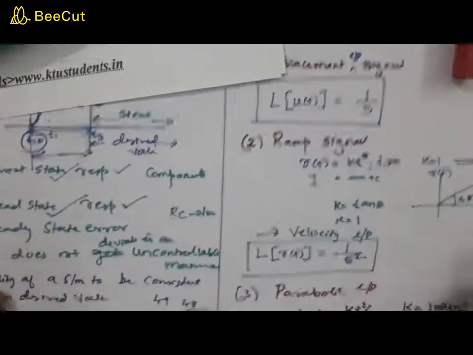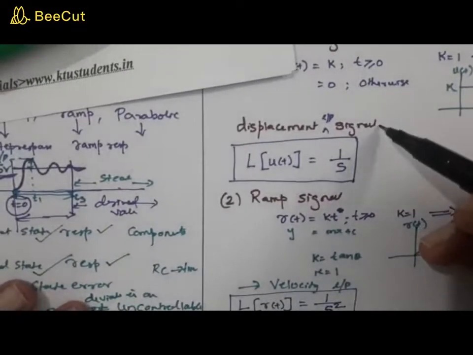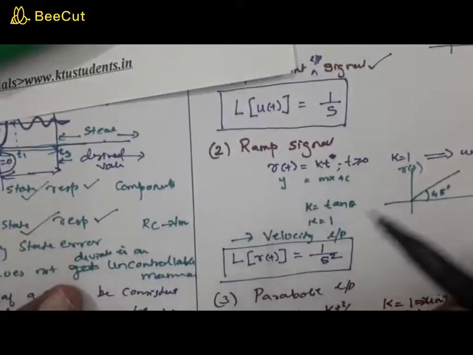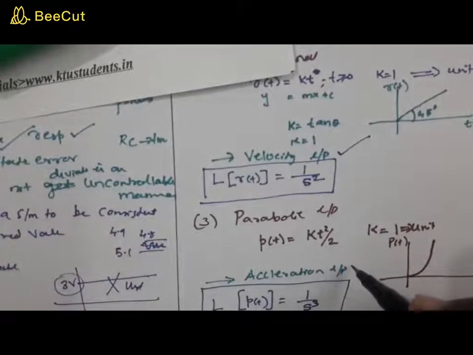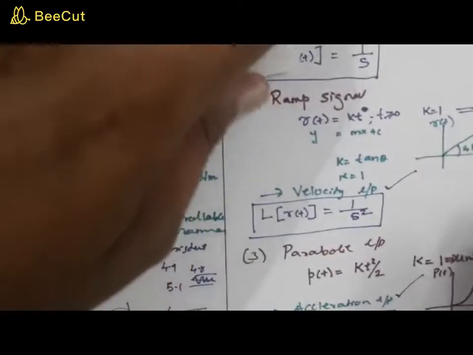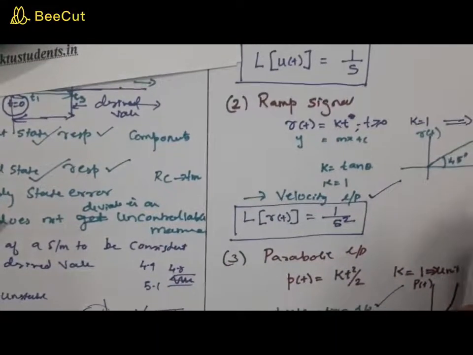So look at this. The unit step signal is usually called a displacement input signal. The ramp signal is called a velocity input signal, while the parabolic input signal is called an acceleration input signal. This knowledge is required when we study the steady state error.